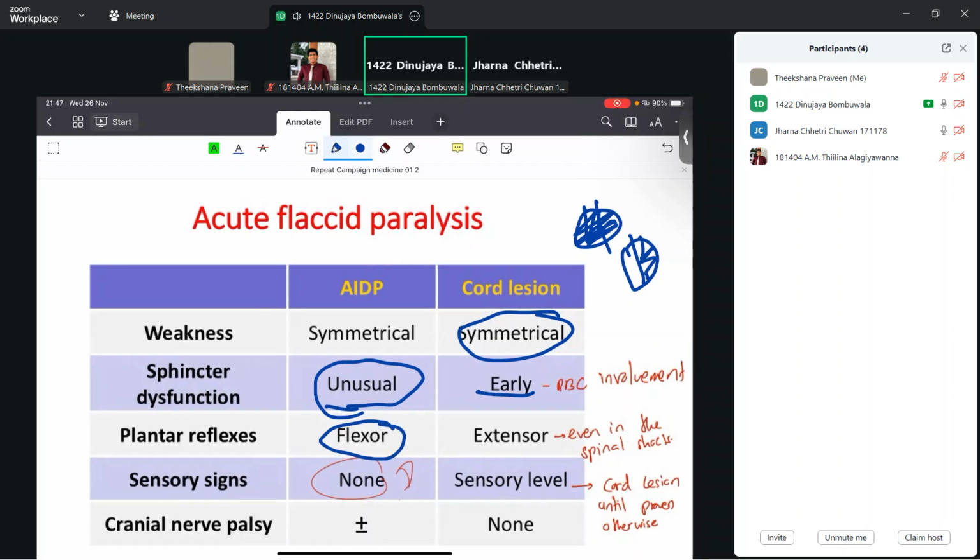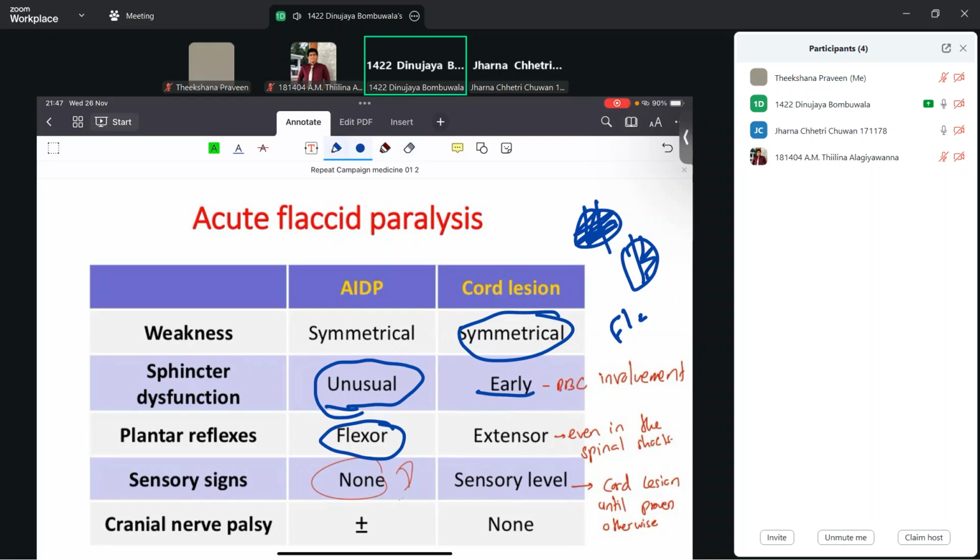And this we can use to differentiate spinal shock from other things. Even in the case of spinal shock, in cord lesions, the plantar reflex will be extensor, and the patient may be flaccid, but the plantar reflex will be extensor, which is indicative of upper motor neuron type. This one we can use to differentiate this from AIDP.